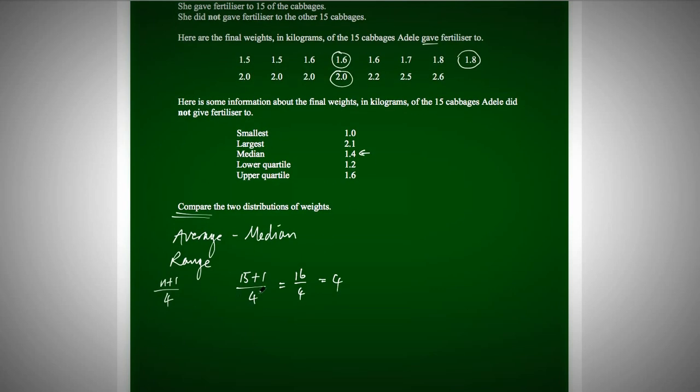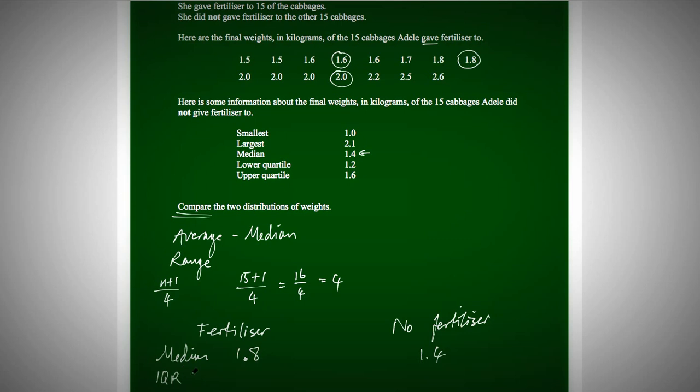Let's summarize those key values that I want to use. I've got fertilizer, no fertilizer. I've got a median for the ones with fertilizer, 1.8, and 1.4 with no fertilizer.